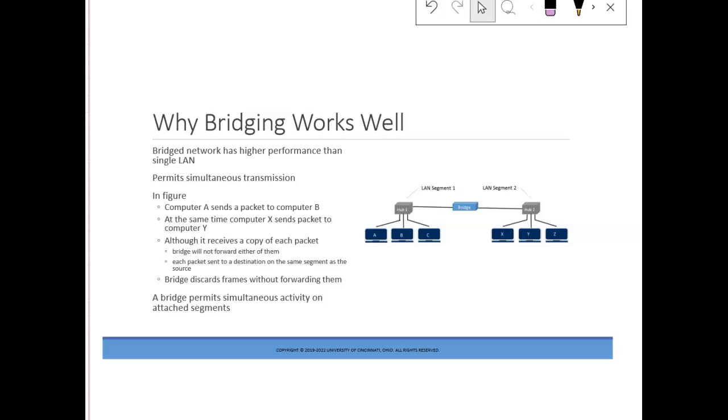Although the bridge receives a copy of each packet, it will not forward either of the packets because the destination is located on the same segment as the source. The bridge merely discards the 2 frames without forwarding them. Because a bridge permits simultaneous activity on attached segments, a pair of computers on one segment can communicate at the same time as a pair of computers on another segment.